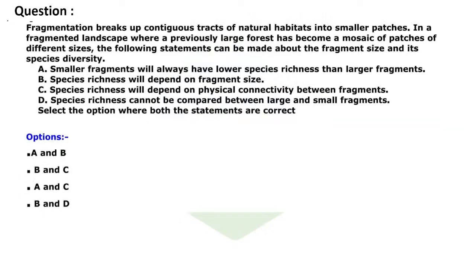Okay, now this is a new type of question which we have to solve together. Fragmentation breaks up the contiguous tracts of natural habitats into smaller patches. In a fragmented landscape where a previously large forest has become a mosaic of patches of different sizes, the following statements can be made about fragment size and its species diversity. Four options are given to you and you need to find the option that is correct. Try the question, everyone. Simple and basic.